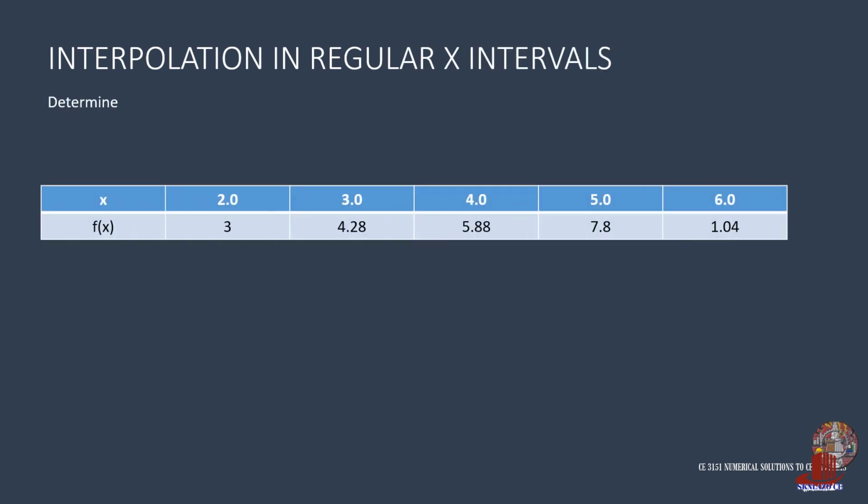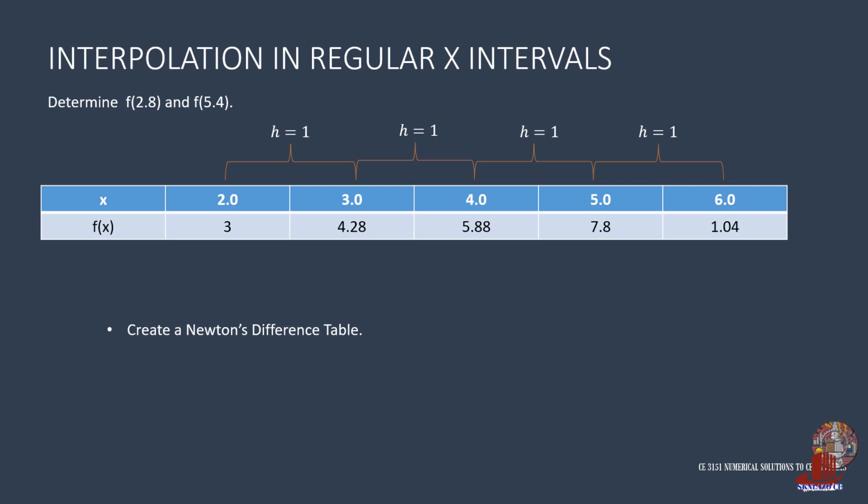Given a set of 5 data points, note the X interval, which in this case is h as 1. In both procedures that we will discuss, a difference table is necessary. Then we employ a method corresponding to the required.